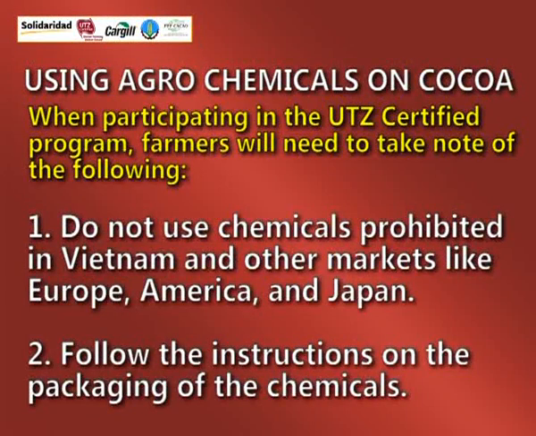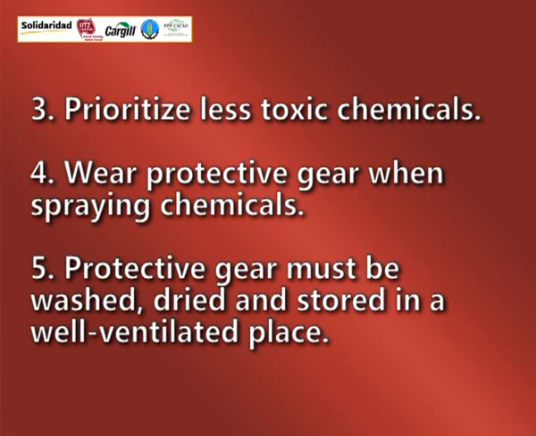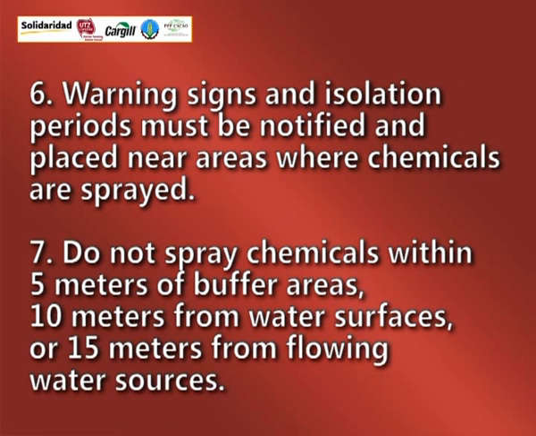When participating in a UTZ certified program, farmers will need to take note of the following. 1. Do not use chemicals prohibited in Vietnam and other markets like Europe, America, and Japan. 2. Follow the instructions on the packaging of the chemicals. 3. Prioritize less toxic chemicals. 4. Wear protective gear when spraying chemicals. 5. Protective gear must be washed, dried, and stored in a well-ventilated place. 6. Warning signs and isolation periods must be notified and placed near areas where chemicals are sprayed.